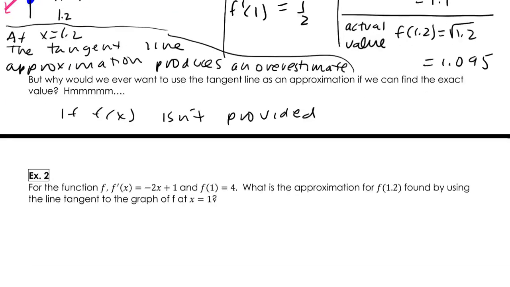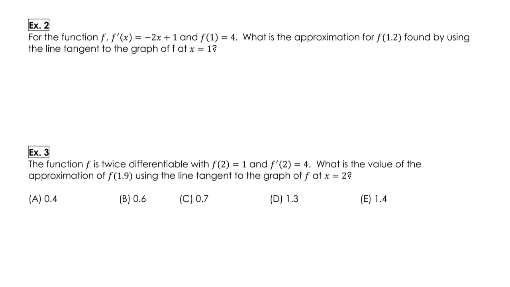Okay, moving on. Example 2, for this function f prime is negative 2x plus 1. Okay, if they tell me that f of 1 is 4, I know that that's an ordered pair. Here's what they want me to approximate, found by using the line tangent. And then there's our keyword that we're going to see a ton of today, using the tangent line, the line tangent, at x equals 1.